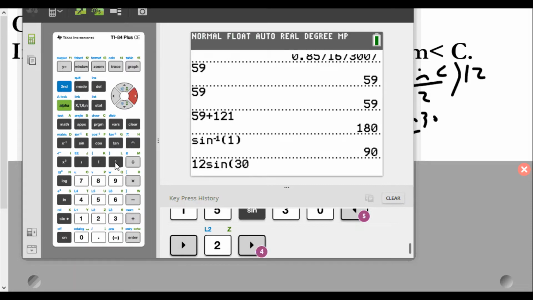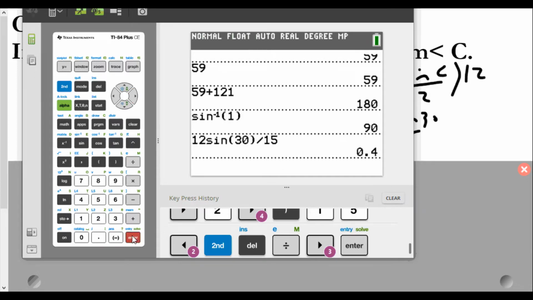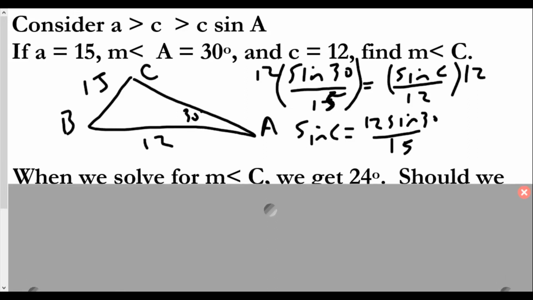So 12 sine of 30 divided by 15. Oops, I forgot the division symbol. If you forget to insert something, second delete is second insert, and we could insert the division symbol here. See? Now we're good. And we get 0.4. All right, so that means now we're going to try to find this case.